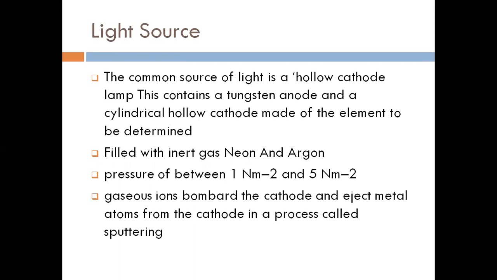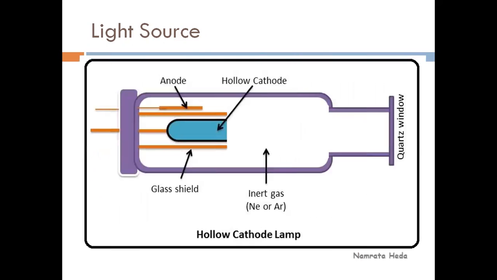This contains a tungsten anode and a cylindrical hollow cathode made of the element to be determined, filled with inert gas at a pressure of between 1 to 5 nm. Gas ions bombard the cathode and eject element from the cathode in a process called sputtering. So here is shown the glass shield and anode, and here is the cathode and inert gas, neon or argon. This one is a hollow cathode lamp.